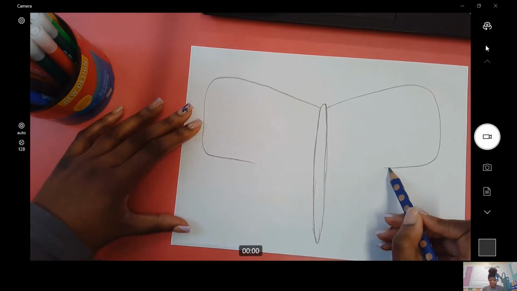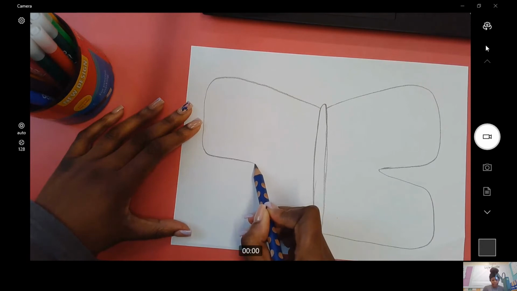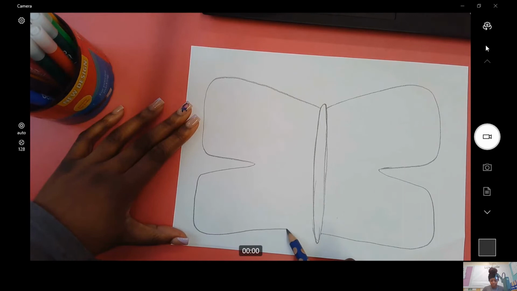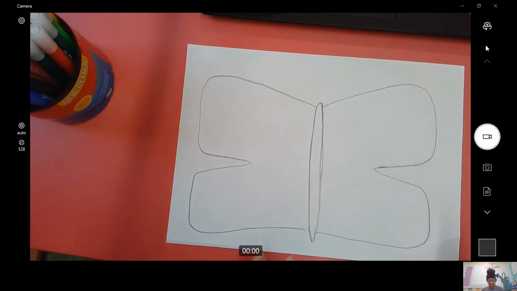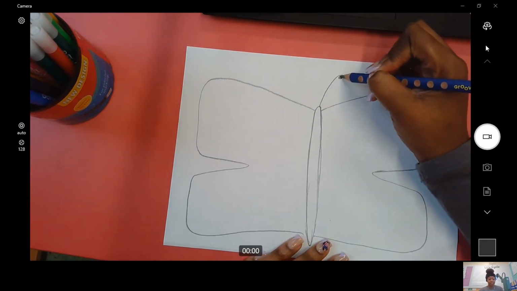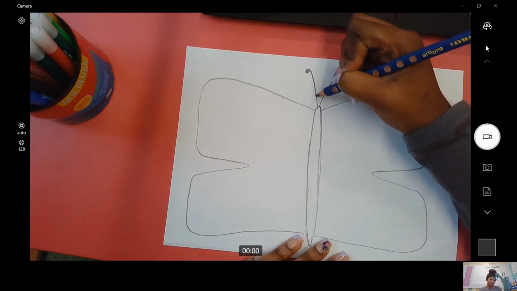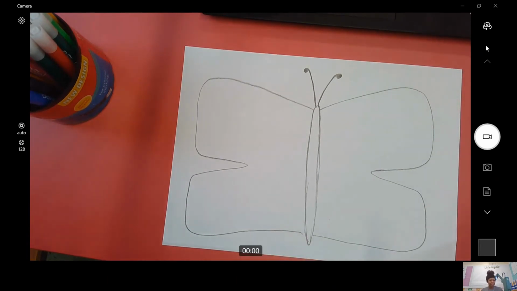Then I'll start on this side again, out again, down, and to the middle. Okay, so then on this side, the same, out, down, and up to the middle. So that is my butterfly. That's the butterfly's outline. Don't forget that your butterfly also has these at the top. You don't have to draw them if you don't want to, but I like them. Okay, so just like that.